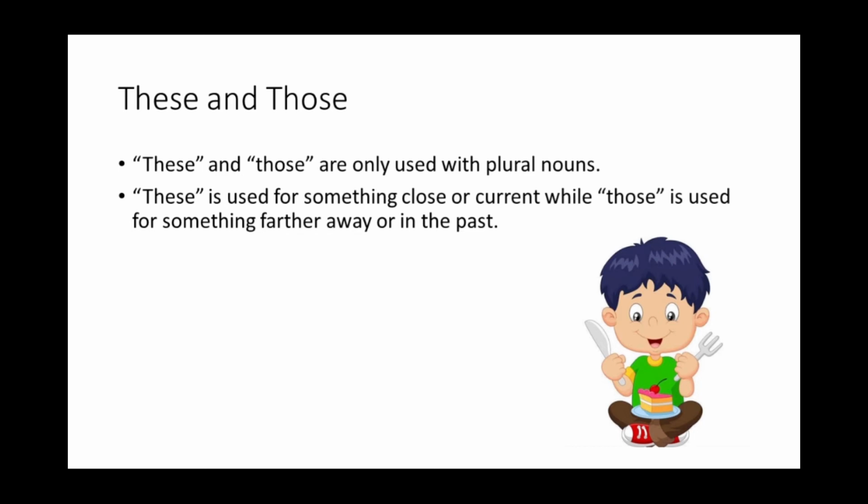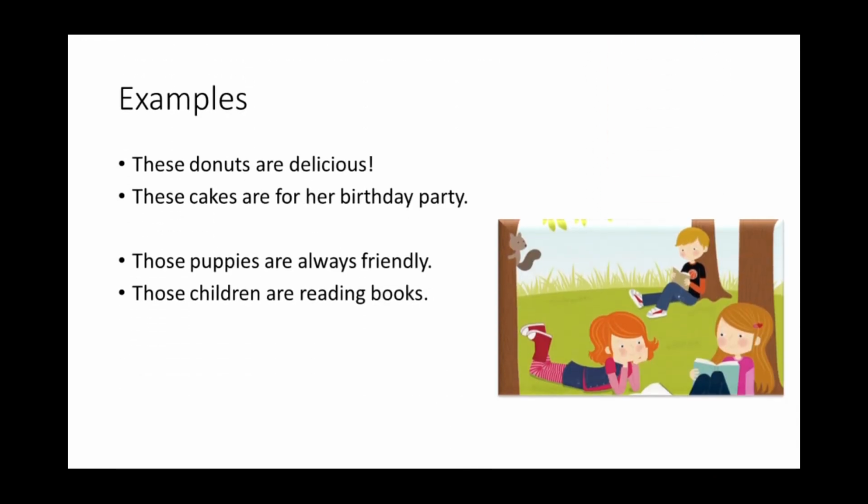These and those. These and those are only used with plural nouns. These is used for something close and current, while those is used for something farther away or in the past. Examples: these donuts are delicious. These cakes are for her birthday party. Those puppies are always friendly. Those children are reading books.